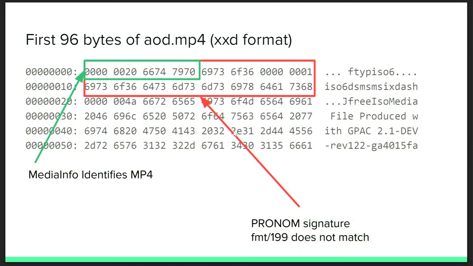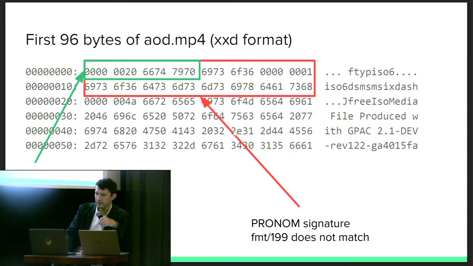Looking at the first 80 bytes of that unidentified MP4 file, MediaInfo looks at the first 8, identifies it as an MPEG-4, and then moves on to the rest of its process to pull out other information. Any PRONOM-based tool will read those first 8 and say, oh, potential match, but then try to match the rest of that pattern, and no, it's not going to find anything.